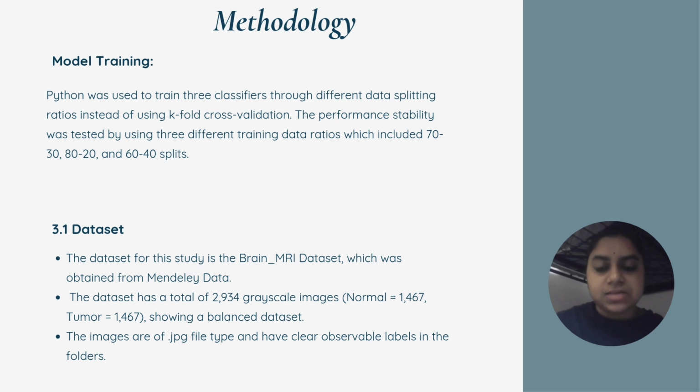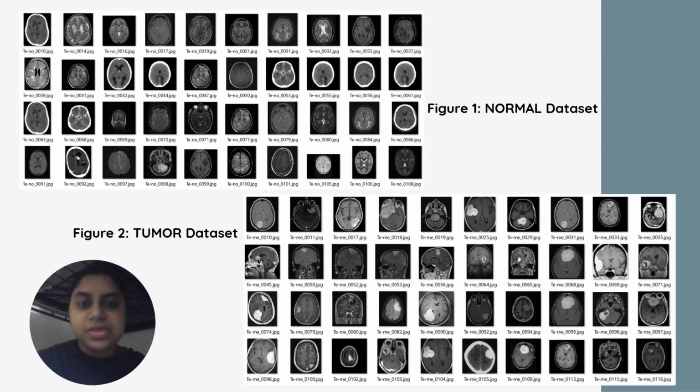Moving on to the main dataset, as I explained earlier, the dataset is a brain MRI dataset that we searched for from a main data source. The dataset has 2,934 grayscale images, half of them from the normal class, which consists of 1,467, and the remaining from the tumor class, which is 1,467 as well, to show a balanced dataset. Here I would like to show the representative data I explained earlier: figure 1 is the normal dataset, and figure 2 is the tumor dataset.